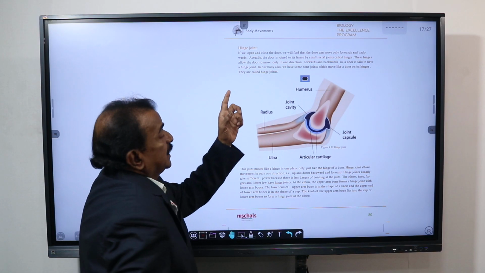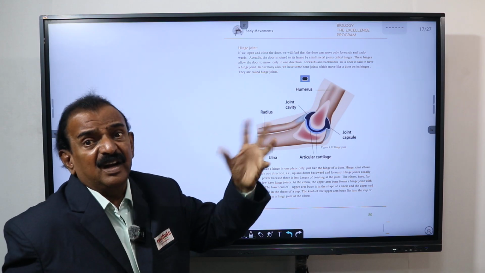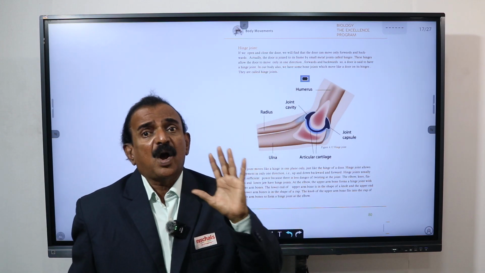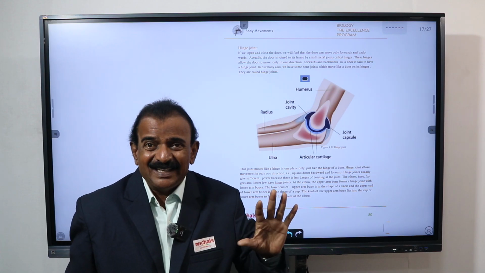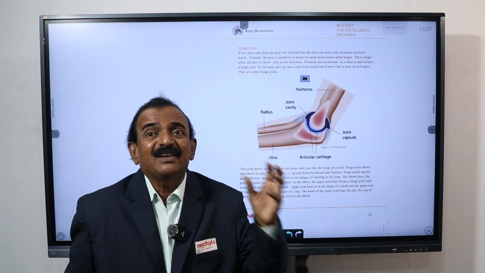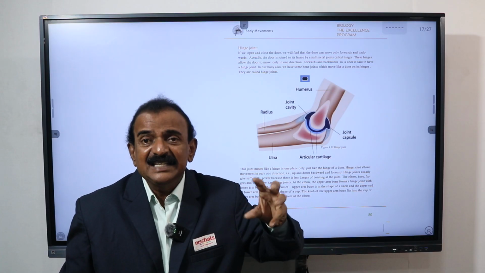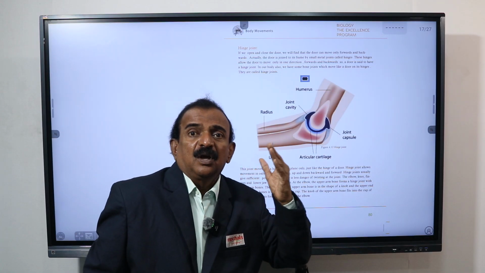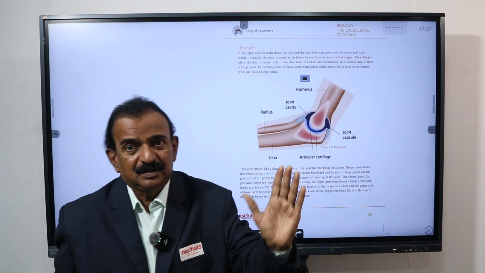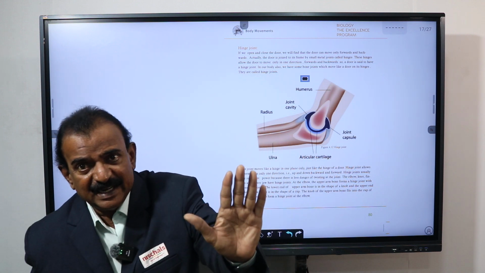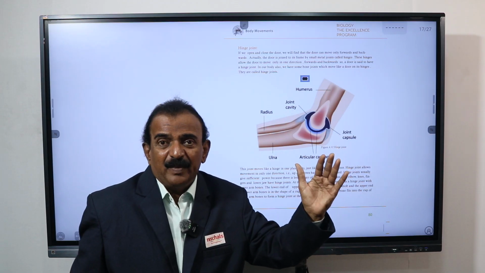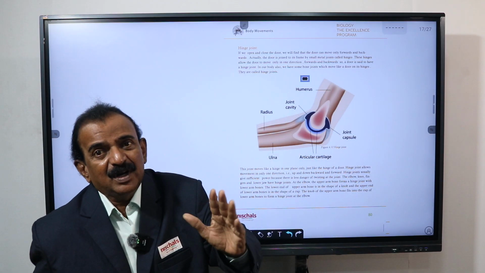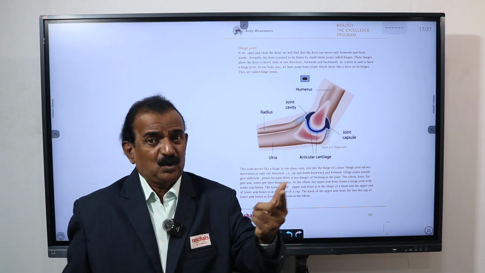So here you see the first joint is the hinge joint. Already I told you, hinge. What are hinges? Here a door is fitted by means of hinges, and the hinges allow the door to move forward and backward. We can open the door like that, and also we can close the door like that. So it allows the movement of the door only backward and forward, but not completely rotating.